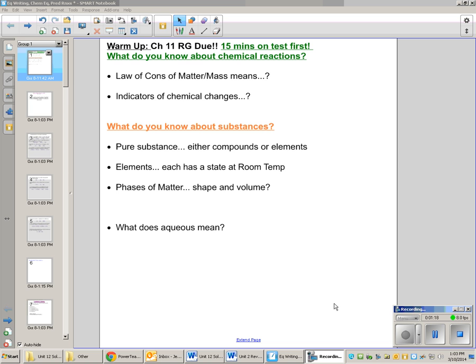Last one, precipitate. Any idea? I just told somebody. You can either put a down arrow like this in parentheses, or PPT, which means precipitate. PPT is the short form of precipitate. So we're going to use that a lot when we write down our chemical equations.